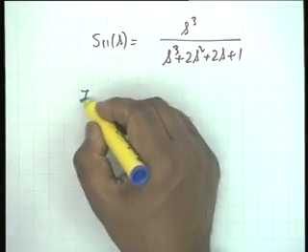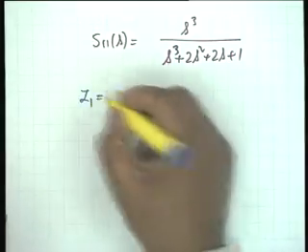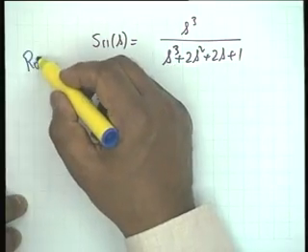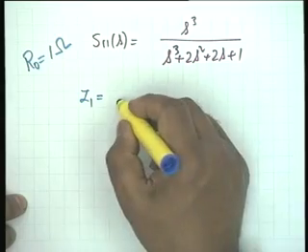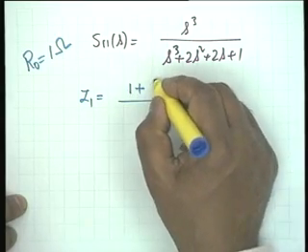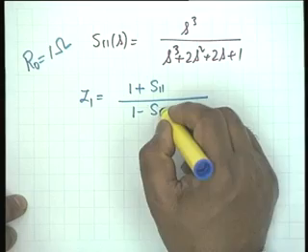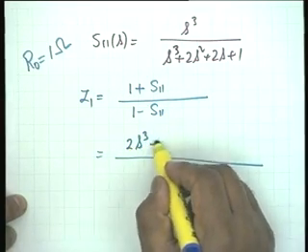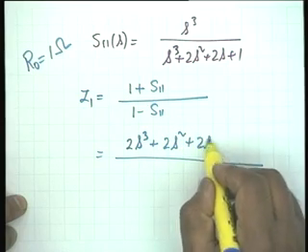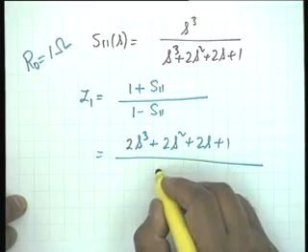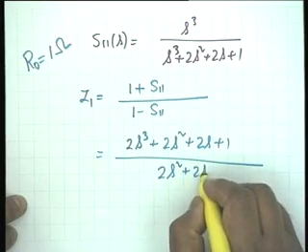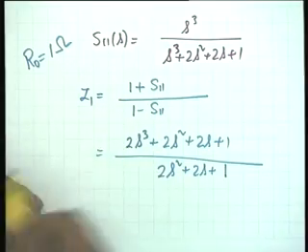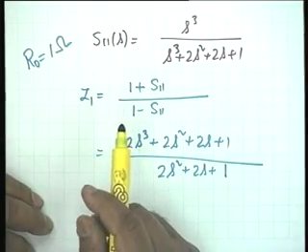Now we have to find out the impedance Z1. For this we have to fix now R0, the terminating resistance. Let us fix R0 as equal to 1 ohm. Then Z1 is simply 1 plus S11 divided by 1 minus S11, and you can easily see that this would be 2s cubed plus 2s squared plus 2s plus 1, and the denominator it would be 2s squared plus 2s plus 1. Agree? Okay. Now the problem is now to synthesize Z1 in a constrained manner.